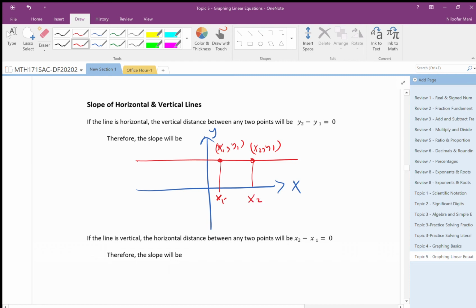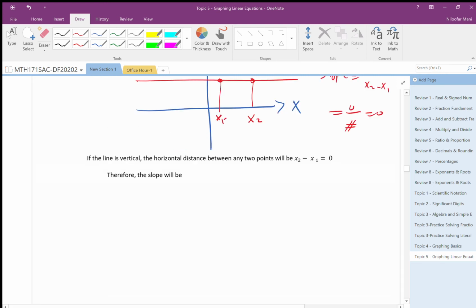So what is the slope then? The slope is y2 minus y1 over x2 minus x1, which is 0 over a number, which is 0. For any horizontal line, the slope is 0 because I don't have any change in y. How about here?